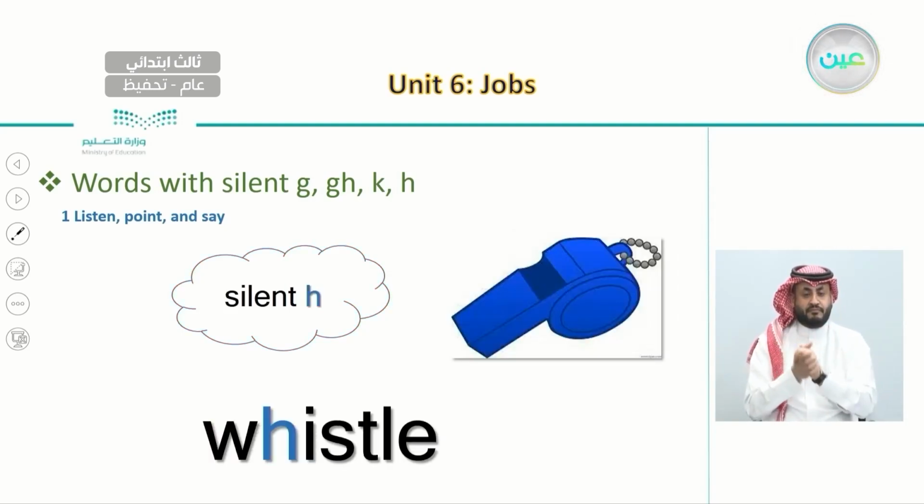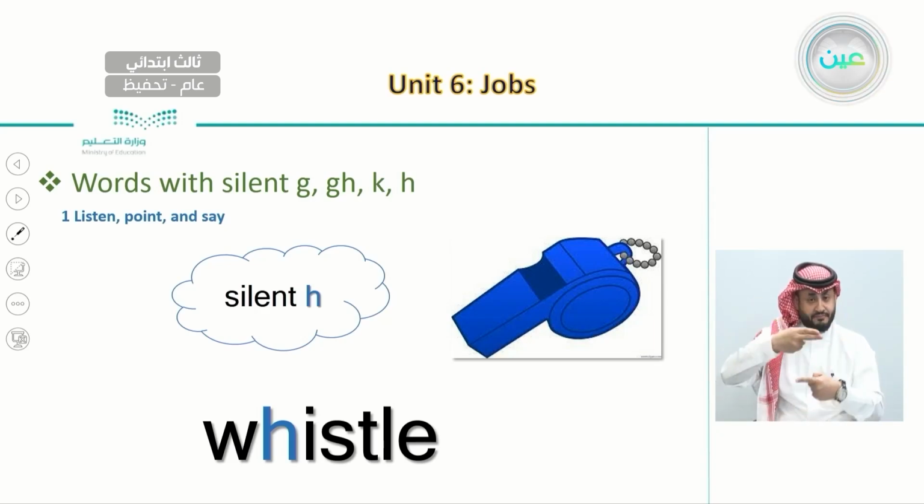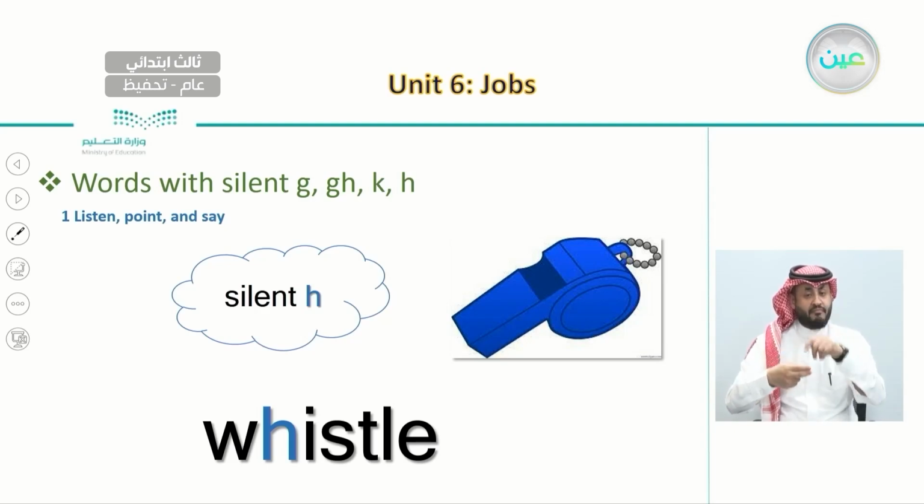We say knee, knee. So the K here is silent. And also the other word, which is whistle. Repeat after me. Whistle, whistle. This is a whistle, and whistle is a word that has one silent letter, which in this case is the letter H. So here we write H, but we don't say it. We say whistle, whistle.